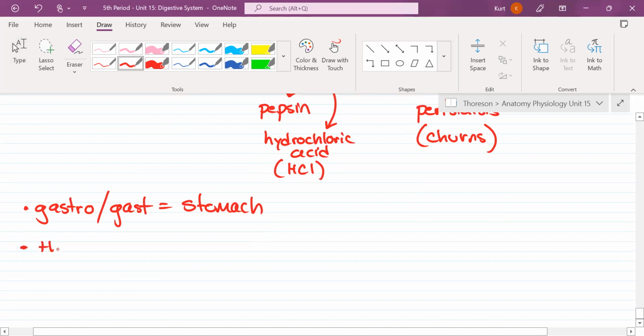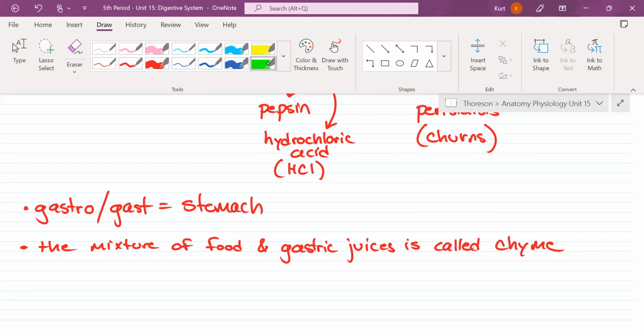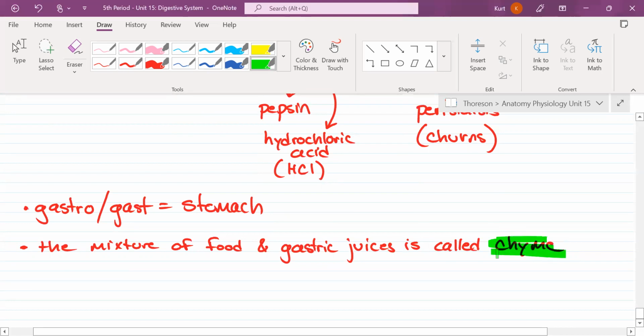So, the mixture of food and gastric juices is called chyme. Chyme, not chime, not Chinese. Chyme is pronounced chyme.